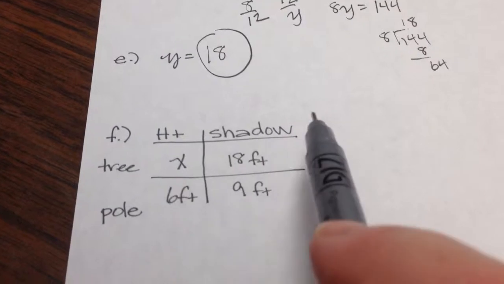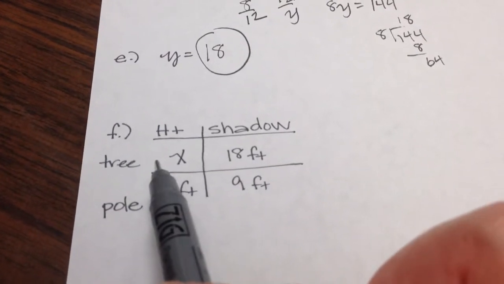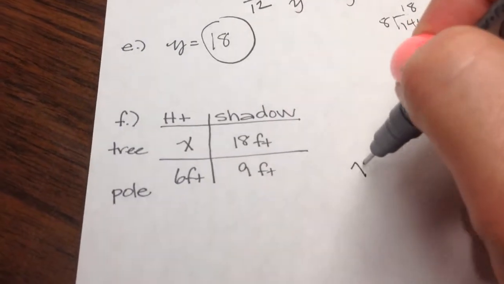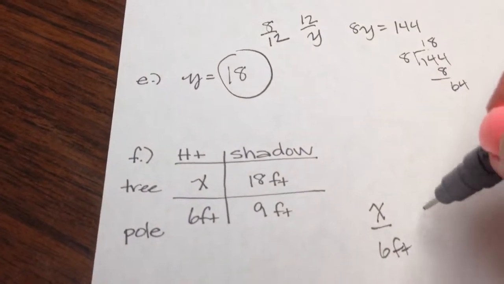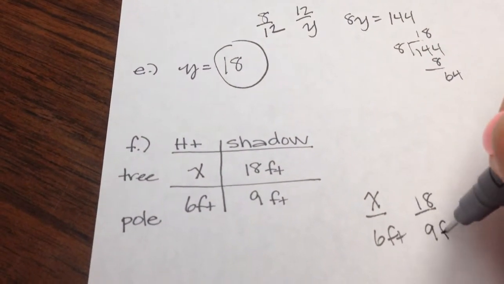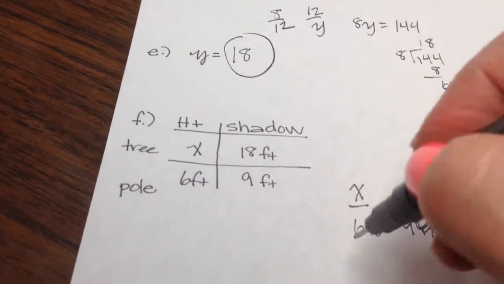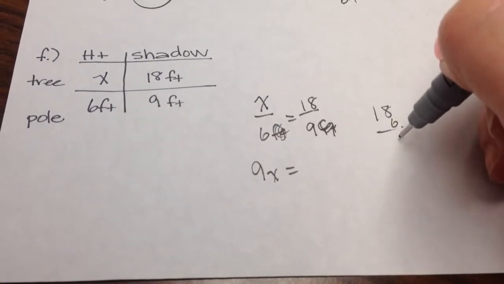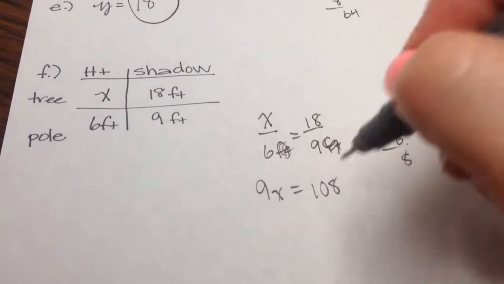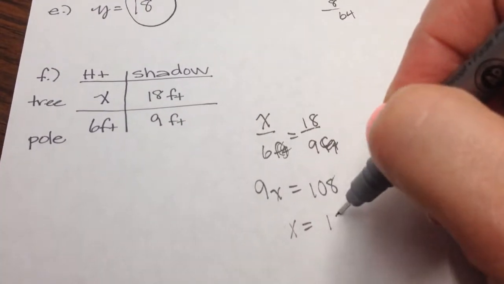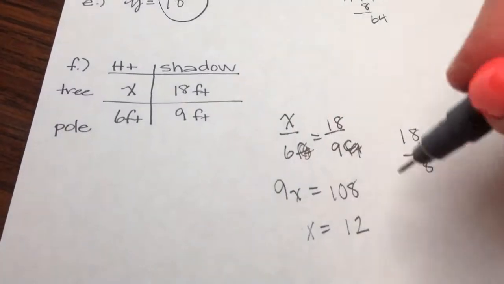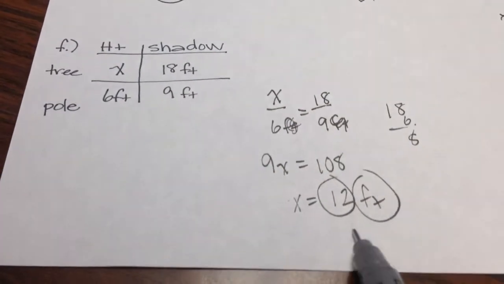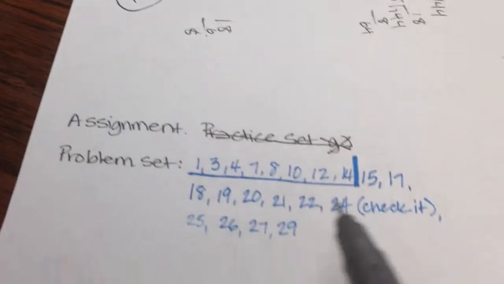Okay, the next one they give you the height and the shadow. We've got a tree and a 6-foot pole, but we want to know how tall that tree is. So here's my formula. I don't know how tall, over 6 feet tall, and I have an 18-foot shadow to a 9-foot shadow. So I'm going to cross multiply. I get 9x equals 18 times 6, which is 108. So x equals 12. So the tree would be 12 feet tall. So I go back and look, what are my measurements? Feet.